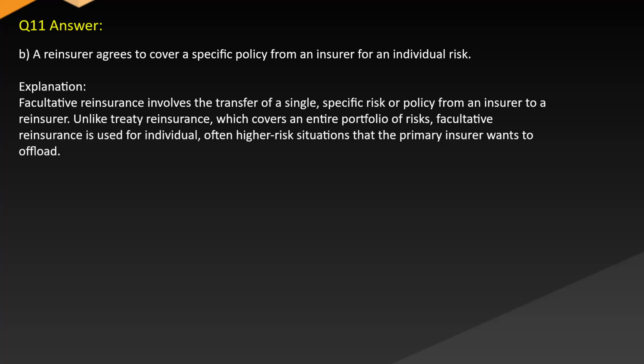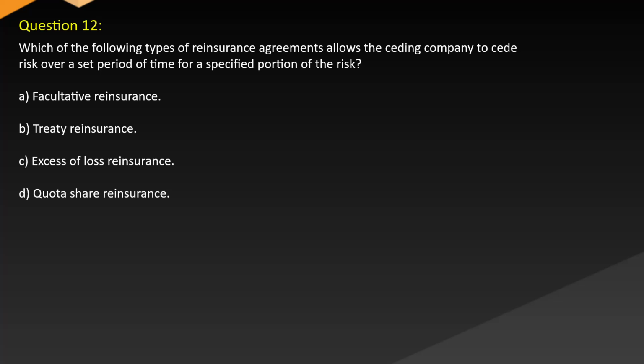Explanation. Facultative reinsurance involves the transfer of a single, specific risk or policy from an insurer to a reinsurer. Unlike treaty reinsurance, which covers an entire portfolio of risks, facultative reinsurance is used for individual, often high-risk situations that the primary insurer wants to offload. Question 12. Which of the following types of reinsurance agreements allows the ceding company to cede risk over a set period of time for a specified portion of the risk?